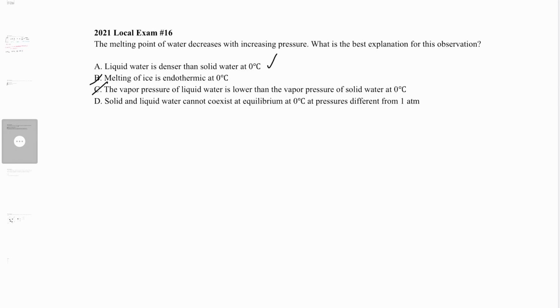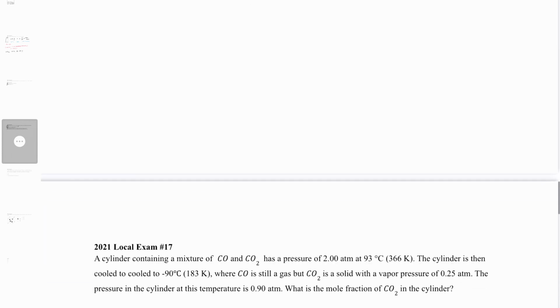That shouldn't have an effect. Solid and liquid water cannot coexist at equilibrium at 0 degrees at pressures different from 1 atmosphere. I'm not sure if this is true, but this is wrong. So A is the right answer. Alright, that's question 16. Let's go to 17.